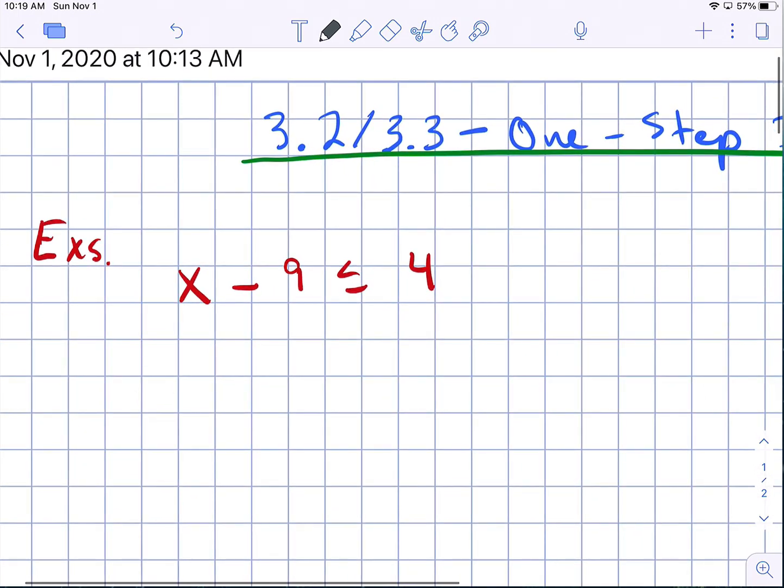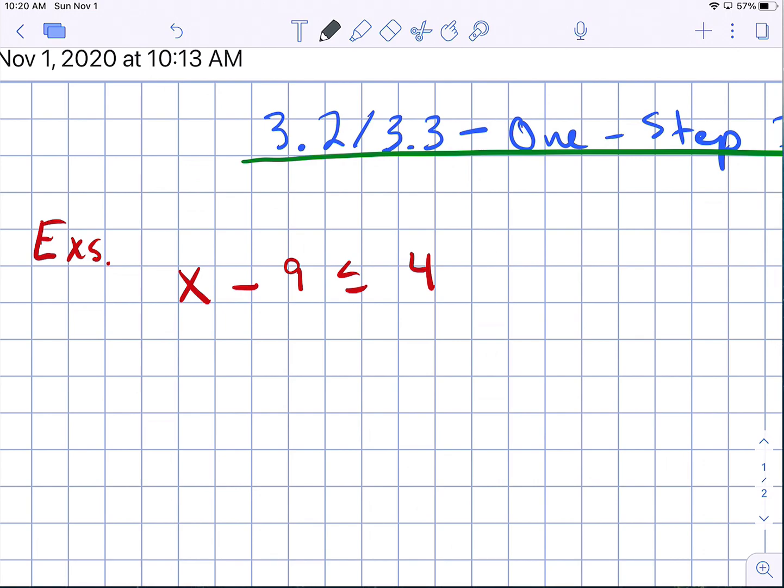And I'm sorry, the reason we're doing these two sections together, 3.2 and 3.3, is because 3.2 has just adding and subtracting. 3.3 has multiplying and dividing. I decided to put them all into one since, like I said, we're not going to really learn a whole lot of new stuff here.